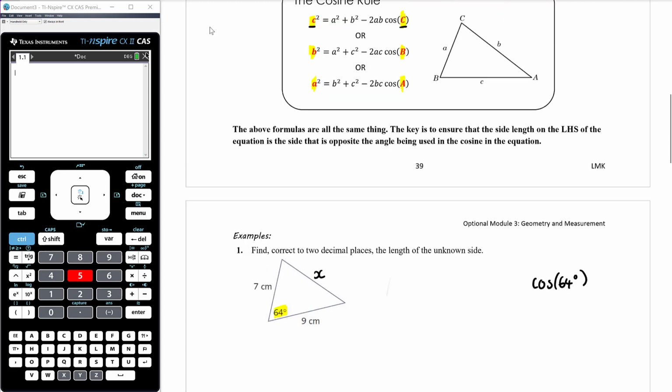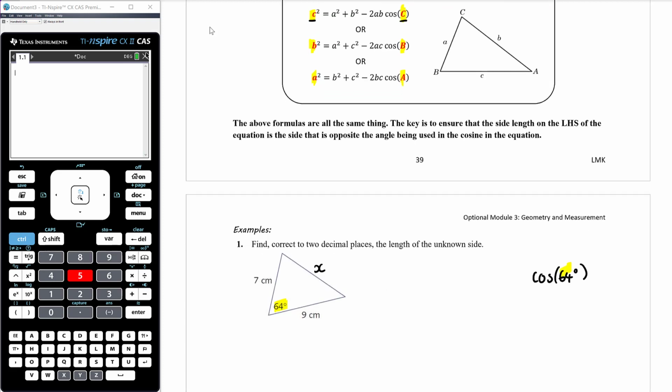And so therefore, based on what we talked about up here, if I want to use 64 degrees in the cosine, I have to use the side length opposite the 64 degrees on the left-hand side of the equation. So it has to be x squared on the left-hand side. Okay, so then it's the other two side lengths squared and added together.